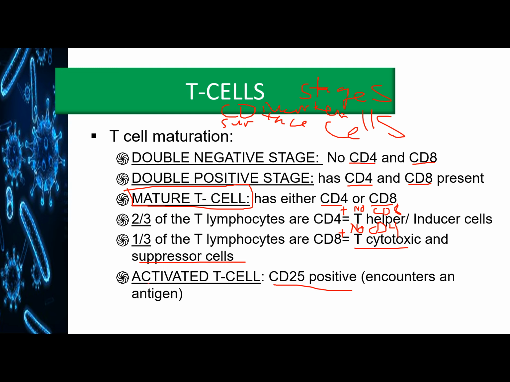Remember, kapag activated, class, they are the ones that have already encountered an antigen. So kapag naka-encounter na sila ng antigen, they would now become CD25 positive. So do take note of it. So pag tinanong kayo, what are the characteristics of an activated T helper? CD25 positive, CD4 positive. So ganun. Basta pag kailangan may CD25 for it to be considered activated T cell.